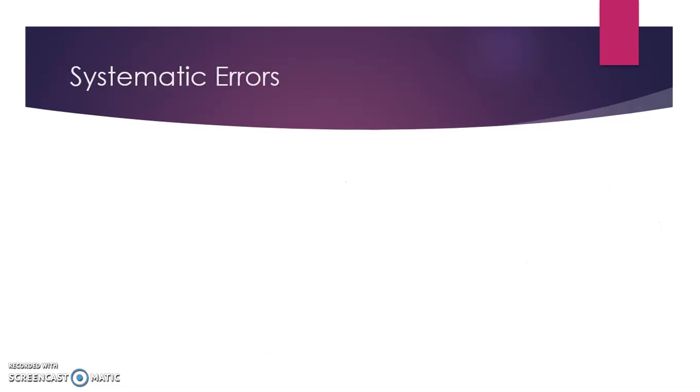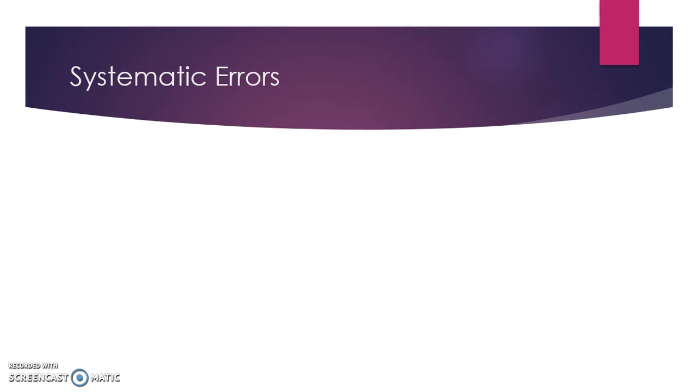Then you have different errors, right? Errors still happen when you have done everything completely correctly, right? But somehow, due to certain factors, your result is deviating, is somehow different from the true value. So there are two types of errors we need to distinguish between: systematic error and random error.